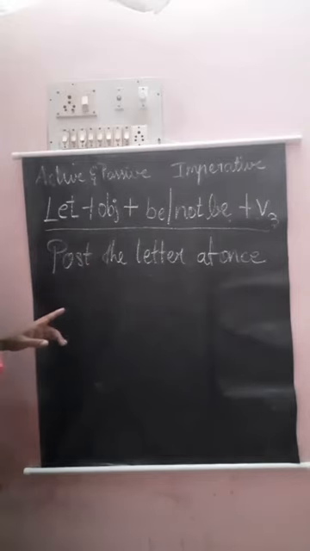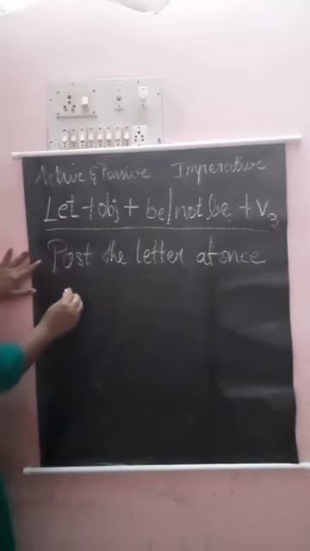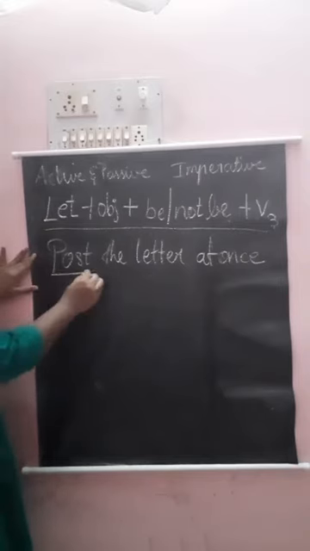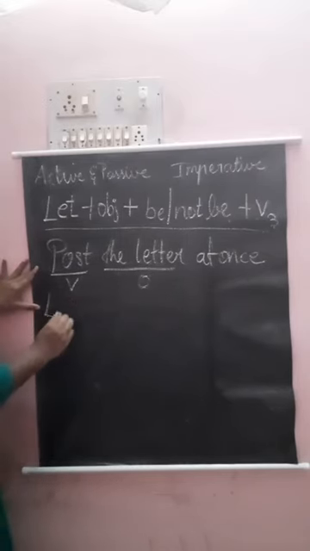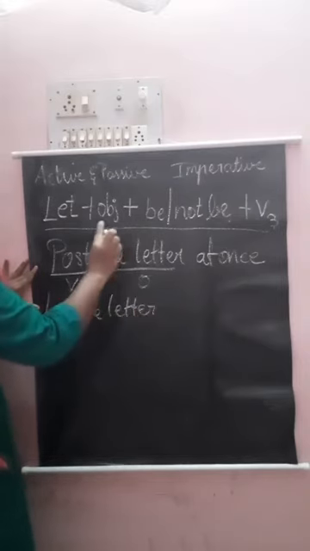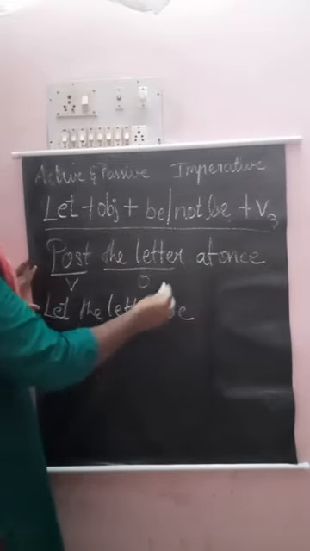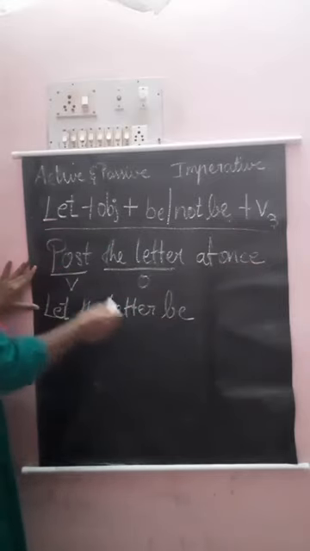Next example. Post the letter at once. What is the verb and object? In active voice and passive voice, imperative, we have to find verb and object. Post. What is the object? Letter. So as per rule, let the letter. To the object we have to use be plus V3. Third form of the verb post is posted.